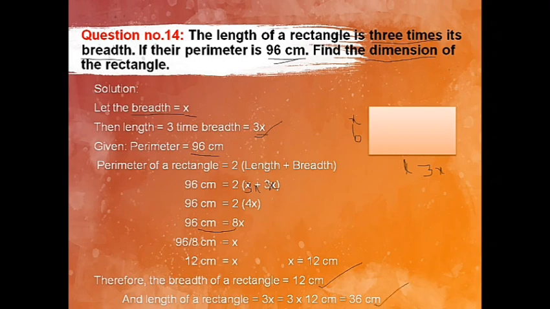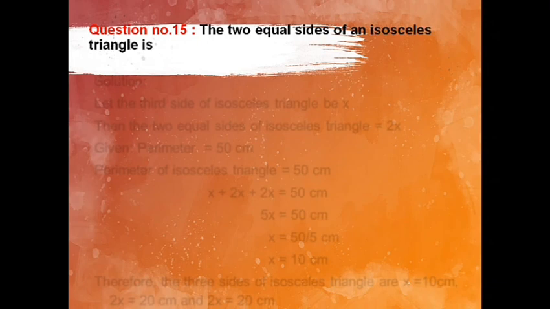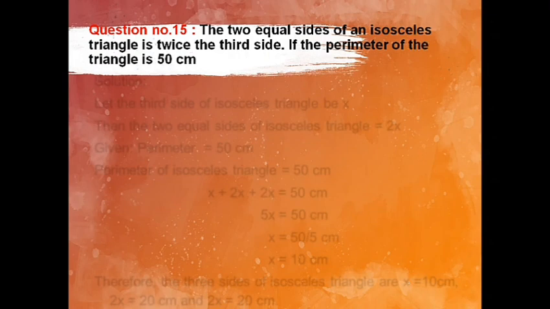Then the next question, question number 15. It is given that the two equal sides of an isosceles triangle are twice the third side. If the perimeter of the triangle is 50 centimeter, find the sides of the triangle.